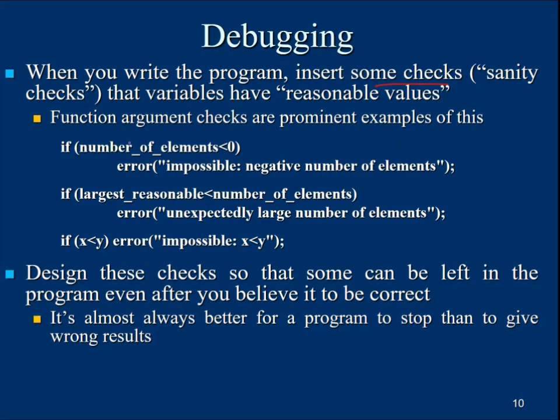For example, for function arguments, if the number of elements is less than 0, you can output an error like impossible, negative number of elements. Or, for an unexpectedly large number of elements, or rather this kind of error: impossible, x cannot be less than y. And design these checks so that some can be left in the program even after you believe it to be correct, right?